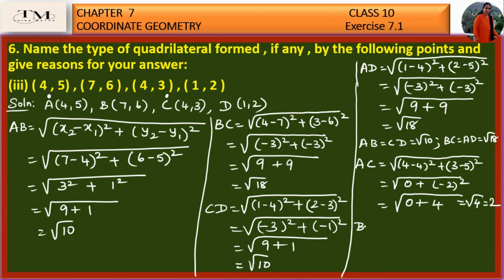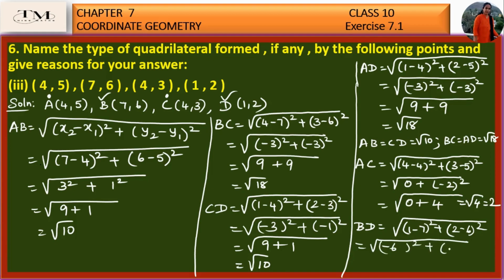Next, check for BD. BD is equal to square root of (1 minus 7) whole square plus (2 minus 6) whole square. 1 minus 7 is minus 6, whole square, plus 2 minus 6 is minus 4, whole square. So minus 6 whole square is 36, and 4 square is 16. So square root of 36 plus 16 is nothing but root 52.